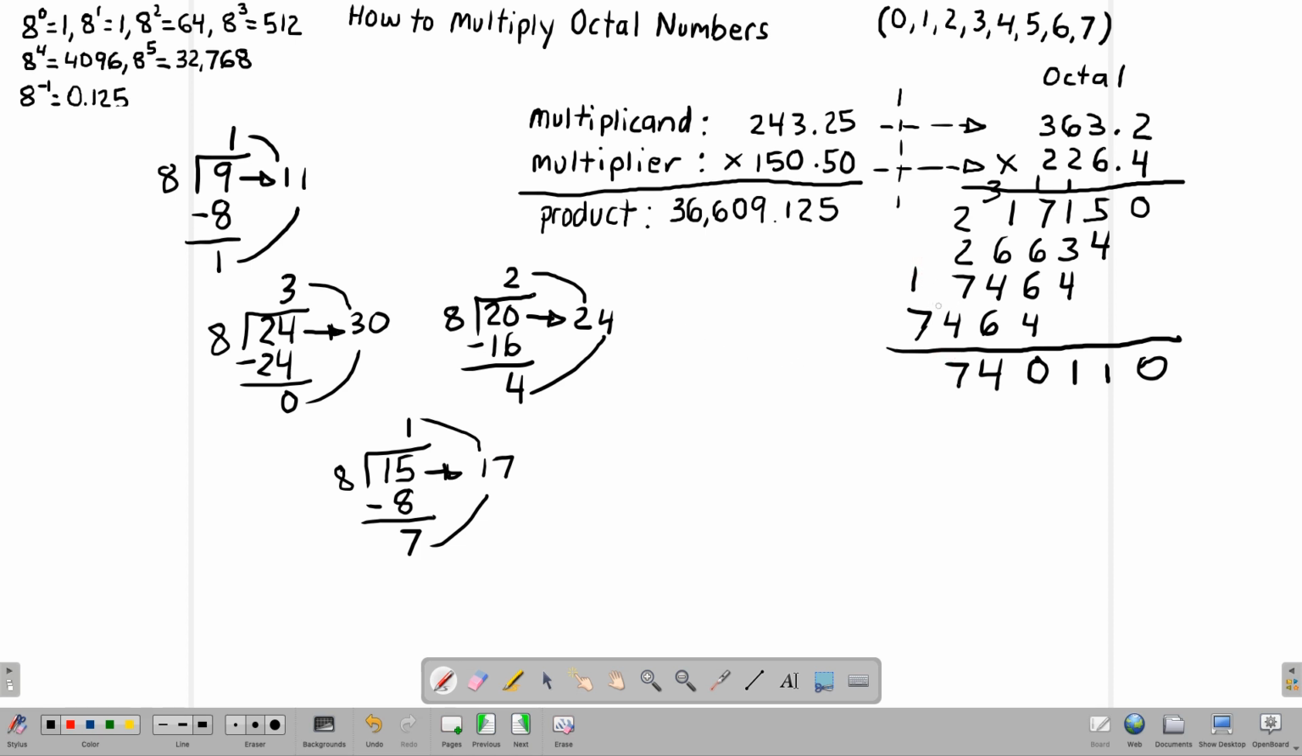And then the next significant column, we have the value 8. 8 is not in the set of digits of octal numbers, so we have to convert it. So 8 goes into 8 one time, and 8 times 1 is 8, so we subtract. We get the value of 0. So the value 8 is represented in octal by the value 1, 0. So we have 1, and that carry is a 1 right there.